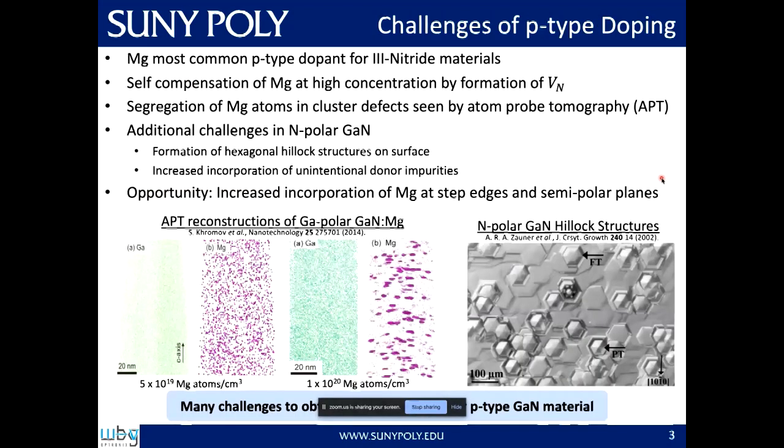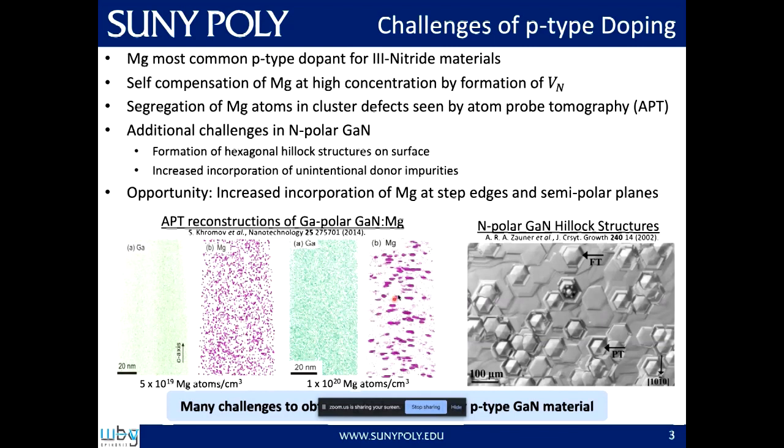In all of our photocathode structures, we need a p-type absorbing layer as our bulk layer. Magnesium is the most common p-type dopant for the III-nitride material system, but it has a lot of challenges, like self-compensation of the magnesium by the formation of nitrogen vacancies at high magnesium concentrations as a way to alleviate stress in the film, as well as segregation of magnesium atoms at high concentrations, which we can see through atom probe tomography reconstructions. When we have a lower amount of magnesium, the magnesium is well dispersed evenly throughout the film.